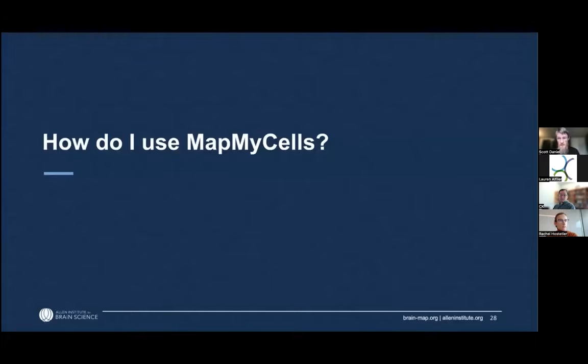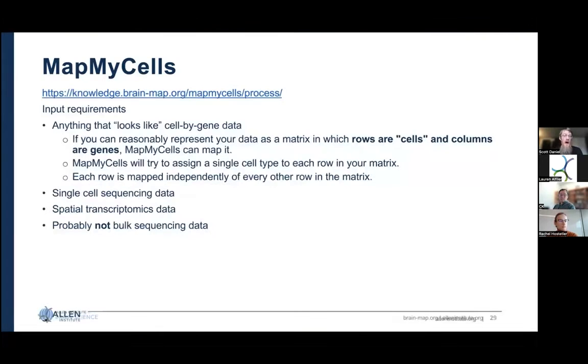Okay, so you've decided you want to use MapMyCells. How do you do that? MapMyCells has a few requirements on the data that you give it. The most qualitative requirement is that it has to look like cell by gene data. If you can reasonably describe your data as a matrix in which every row is a cell and every column is a gene, congratulations, MapMyCells can process that.